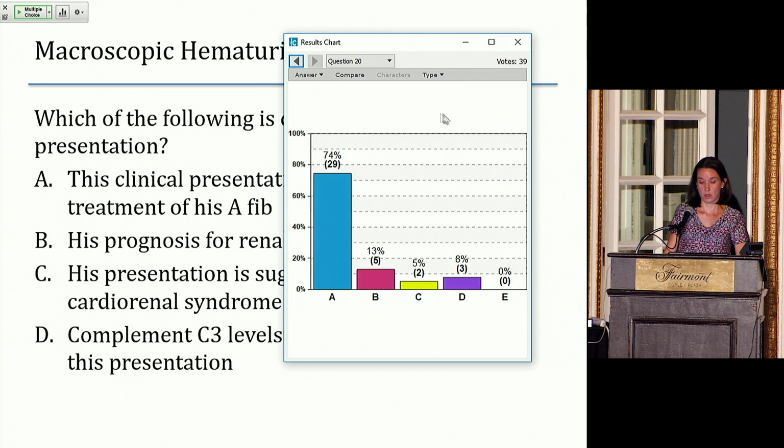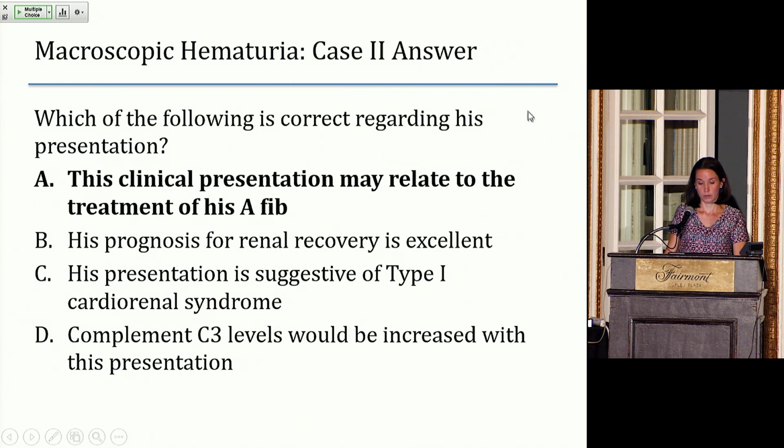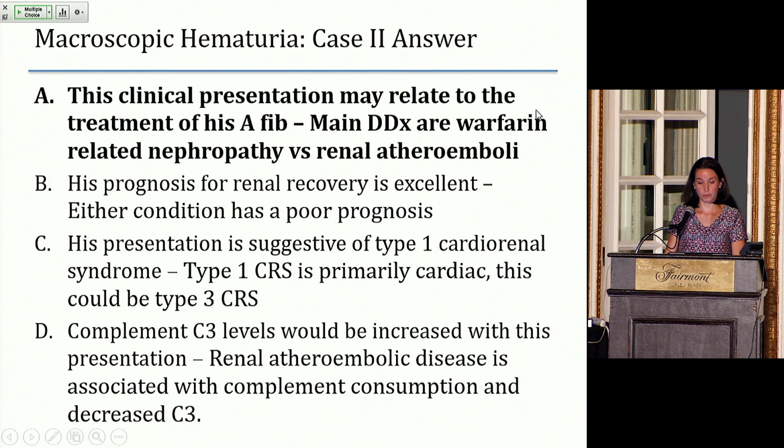Okay. Most of you think that this relates to the treatment for his atrial fibrillation. Okay, great, and I also agree with you. The main differential diagnoses here are warfarin or anticoagulant-related nephropathy, or you would also worry about renal atheroemboli in somebody who's newly started on anticoagulation and has AKI. For either condition, the prognosis for his renal recovery is pretty poor, and we'll talk about this briefly.